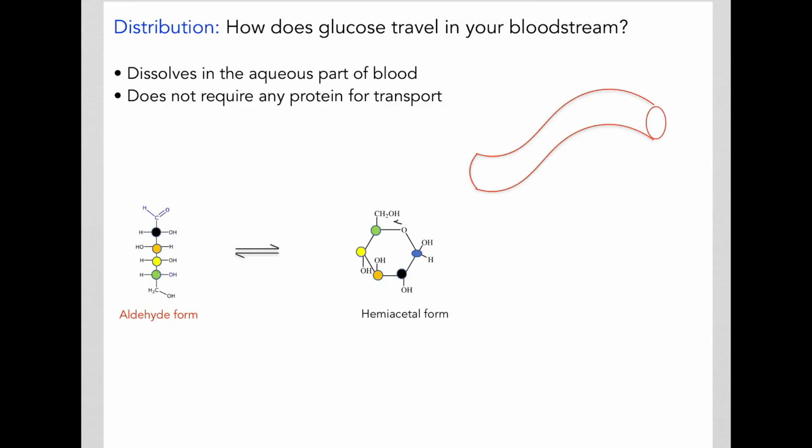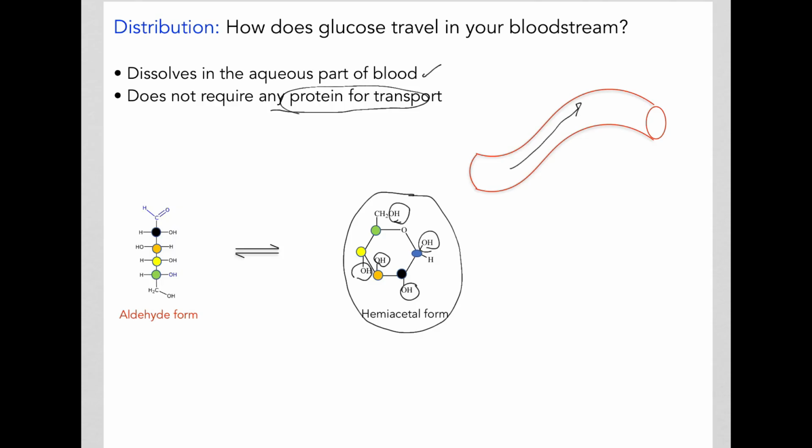Now glucose has a lot of hydroxyl groups, so the carbons are attached to several hydroxyl groups. And remember from an earlier video on solubility of chemicals in water, chemicals that are rich in hydroxyl groups are very water soluble. So glucose simply dissolves in the water part of the blood. It does not require any special transport protein to transport glucose. So distribution of glucose is very simple. It simply travels in your blood and it travels along in your bloodstream, simply dissolved as glucose.